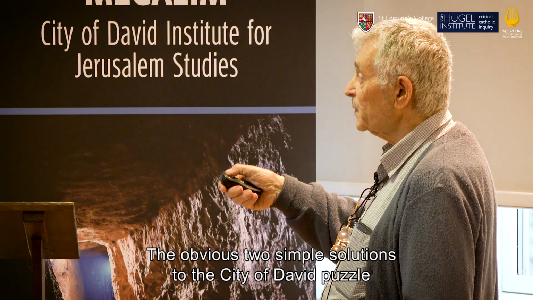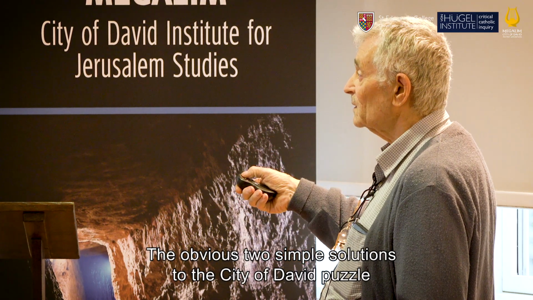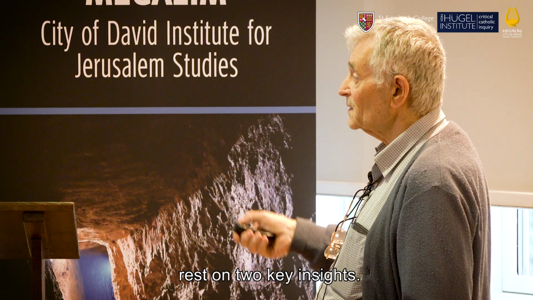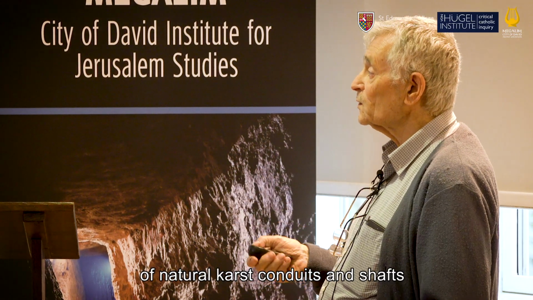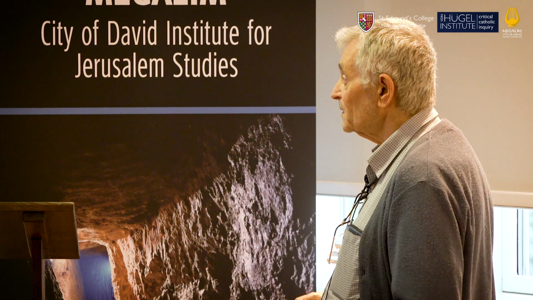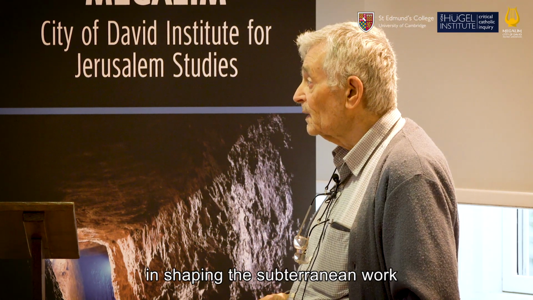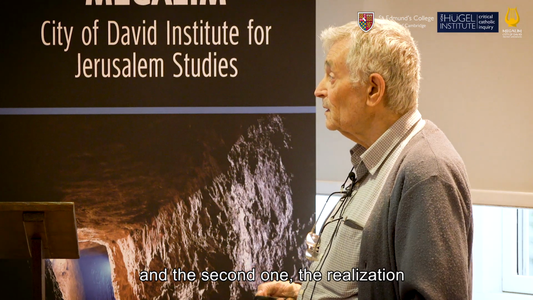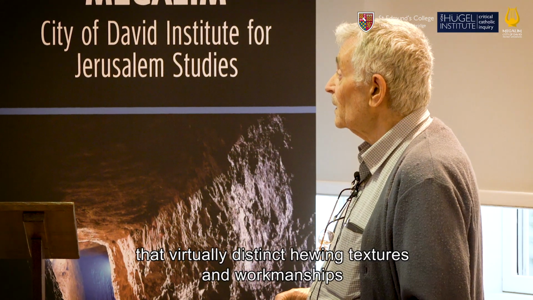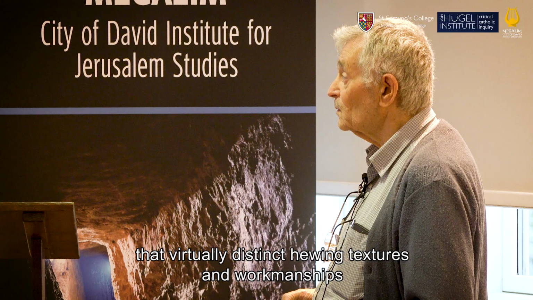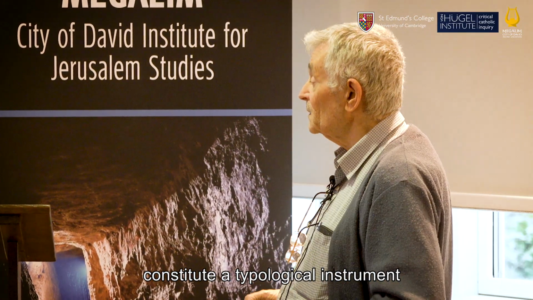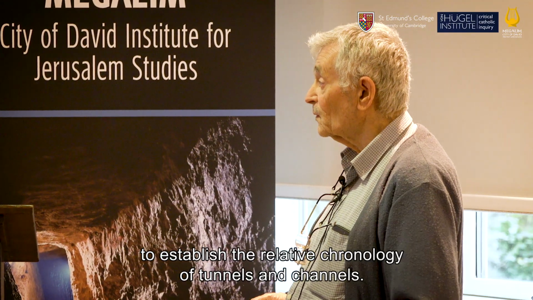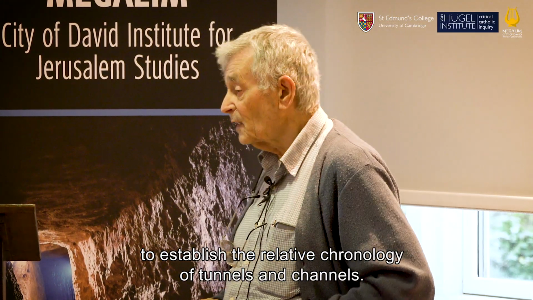The obvious simple solution to the City of David puzzle rests on 2 key insights: the recognition of the paramount role of natural karst conduits and shafts in shaping the subterranean work, and the second one, the realization that virtually distinct digging textures and workmanships constitute a typological instrument to establish the relative chronology of tunnels and channels.